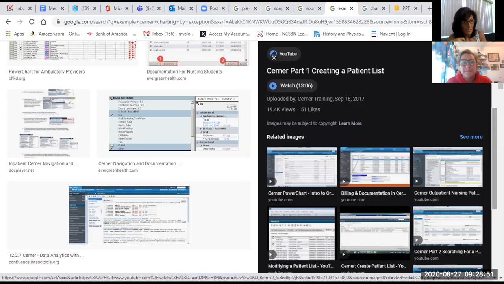So charting by exception, PIE note, SOAP note, SOURCE, which is just narrative documentation by everybody about the patient. And that's narrative. Narrative is tell me a story. Tell me a nice long story.